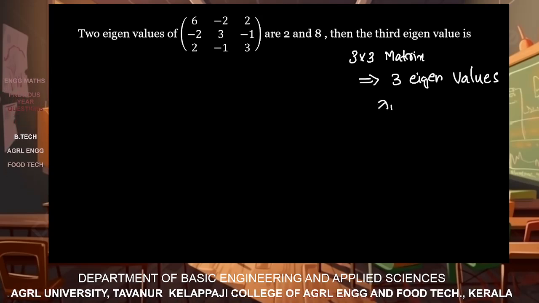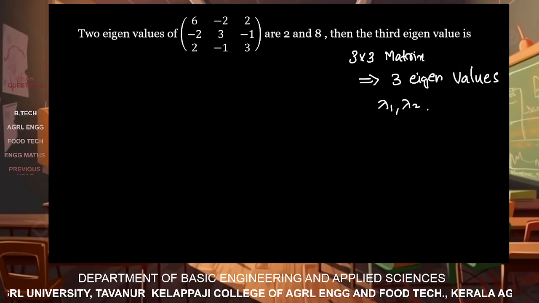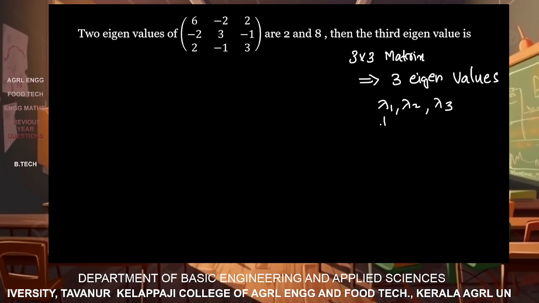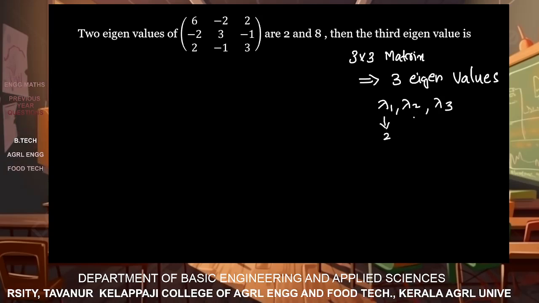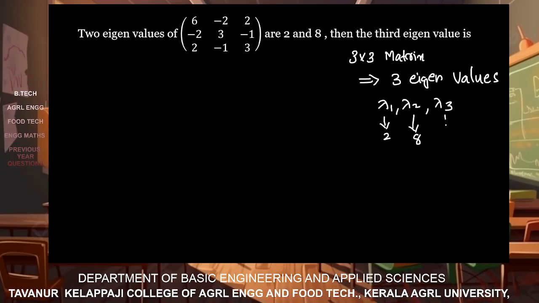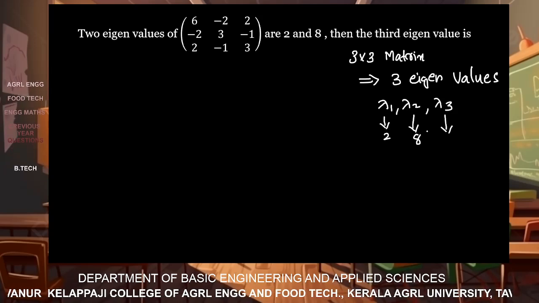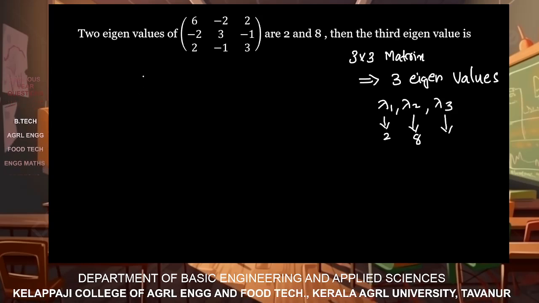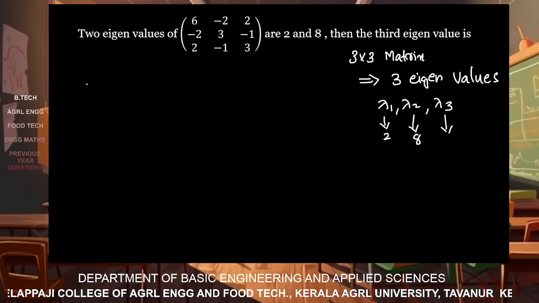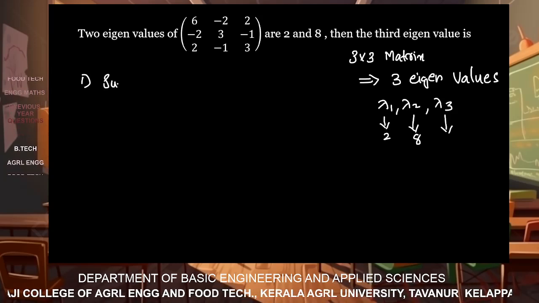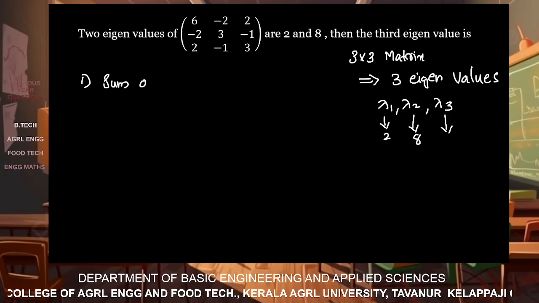Now let them be lambda 1, lambda 2 and lambda 3. What is given? The first eigenvalue is 2, the second eigenvalue is 8. We are looking for the third eigenvalue. For this type of problem, we will use some properties of eigenvalues. The first very important property of eigenvalues is the sum of eigenvalues.